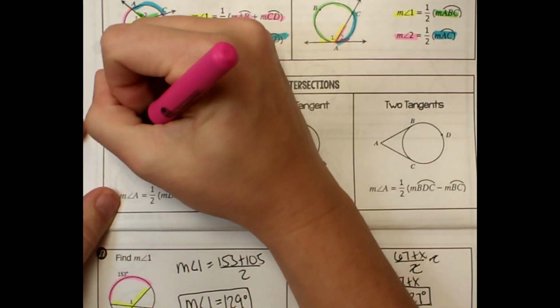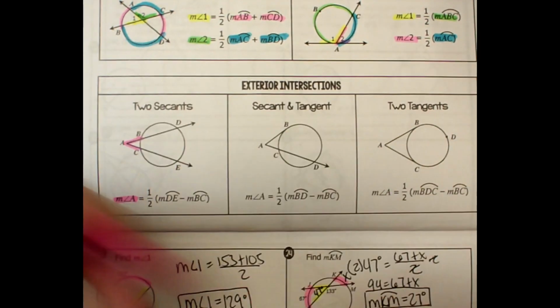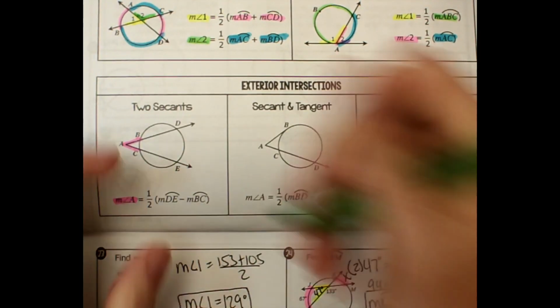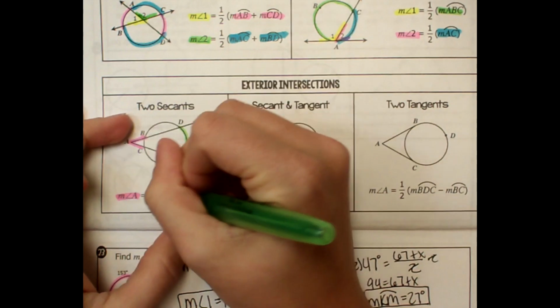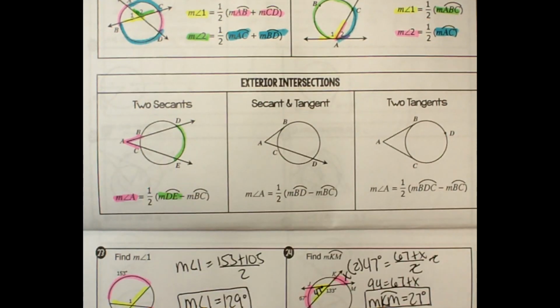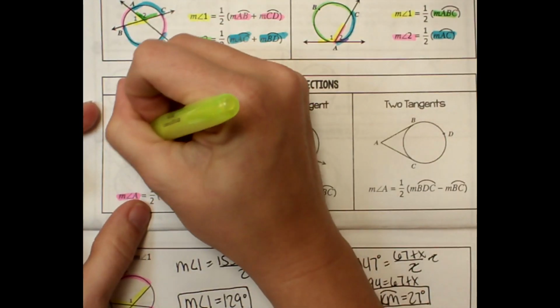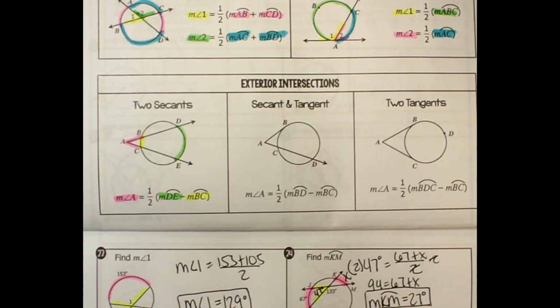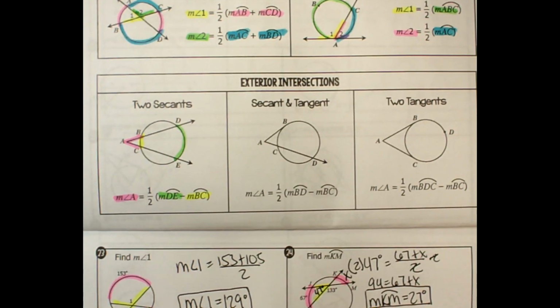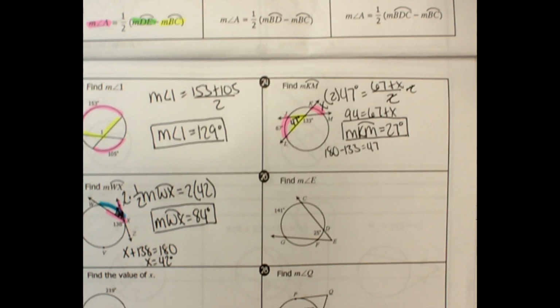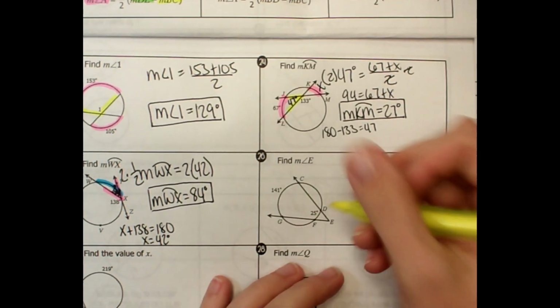Well, if you're trying to find the measure of your angle, which is angle A, it's going to be your big arc minus the little arc divided by 2. So when looking at number 26, they want to know what's the angle of measure E.